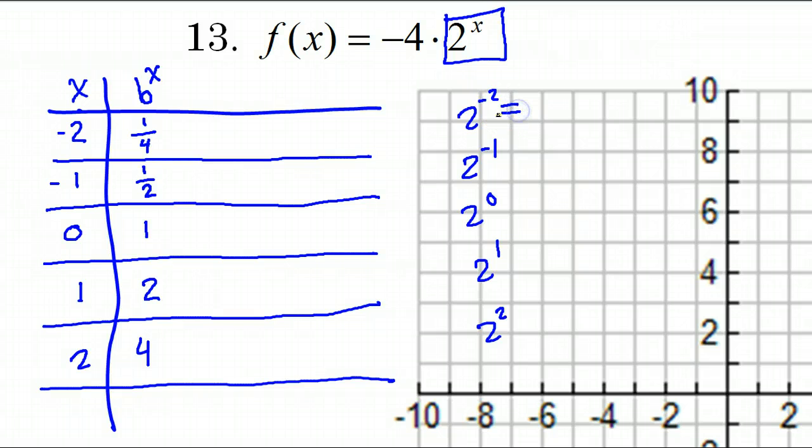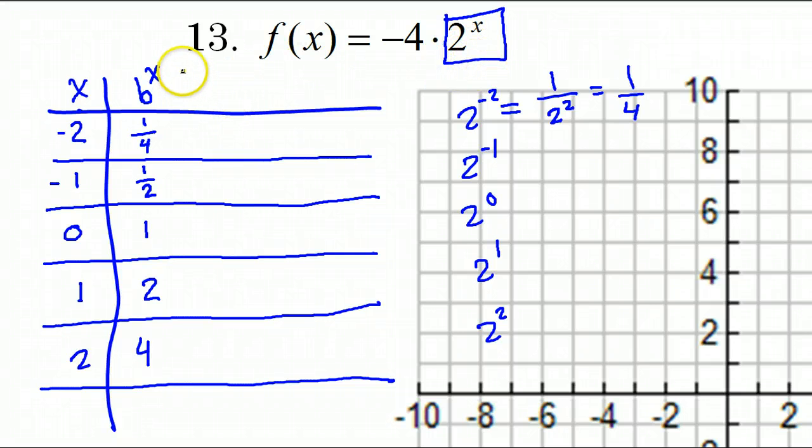I'm going through this kind of quickly because we've done it so many times now, but I'll just do this one just in case you're not seeing where the 1/4 is coming from. 2 to the -2 power, that negative power drops you down, so that's like 1 over 2 squared, so that is 1/4, and so on. So that is your first column, but that is just the parent function.